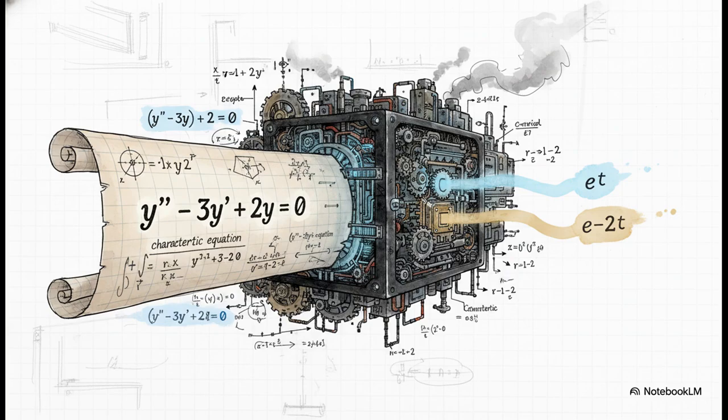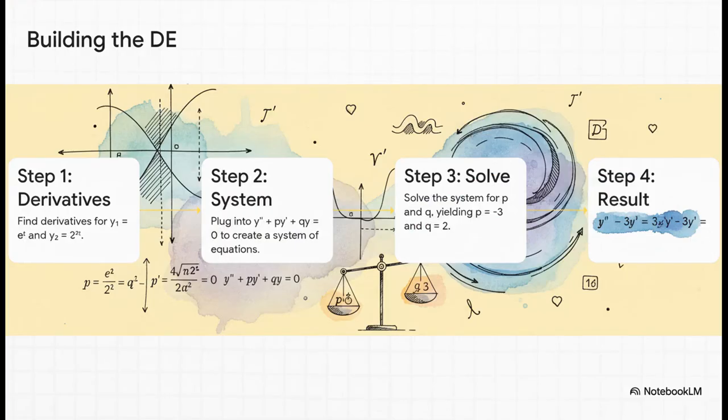Okay, for our second example, let's get a little creative. We're going to flip the script. Instead of testing functions, what if we're given 2 solutions, like e^t and e^(2t), and we want to find the differential equation they belong to? So here's the strategy. We assume they solve a standard equation like the one you see here. We calculate the derivatives for both solutions, plug each one into the general equation, and what we end up with is a system of 2 equations with 2 unknowns, p and q. We solve that simple system, and we get p equals -3 and q equals 2. And just like that, we've reverse engineered the original differential equation.